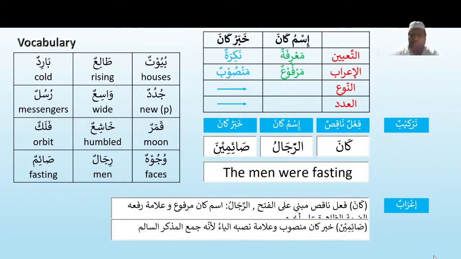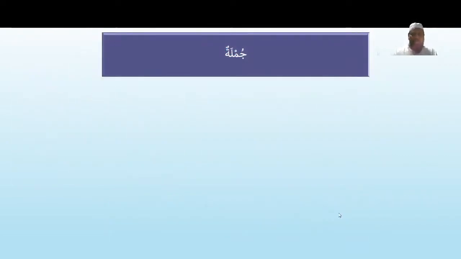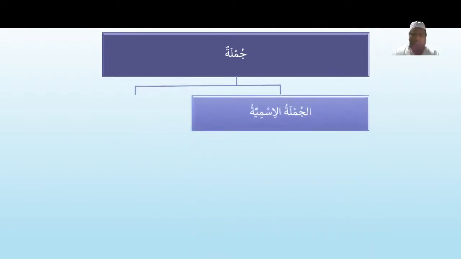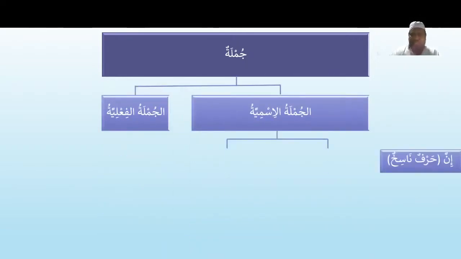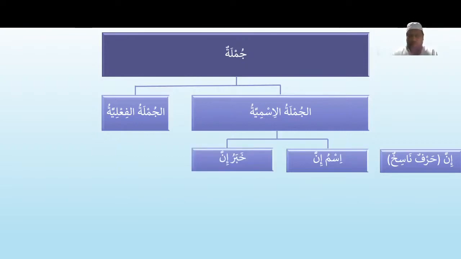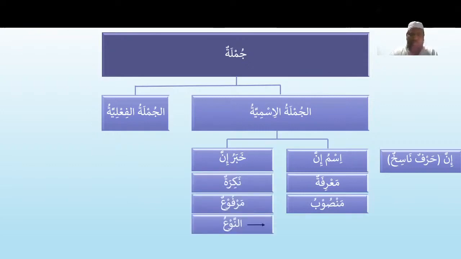Now, this is the Arab. Next, one more thing we can add: Inna wa khawatuha, wa harfun mushabbahun bil fi'il. Let's look at that as well quickly. We have a jumla ismiya, and we add inna, which is harfun nasikhun, harfun mushabbahun bil fi'il. The mubtada becomes ismu inna, and the khabar becomes khabaru inna, and then the rule is ismu inna ma'rifa, ismu inna mansub, khabaru inna nakira, rafu.